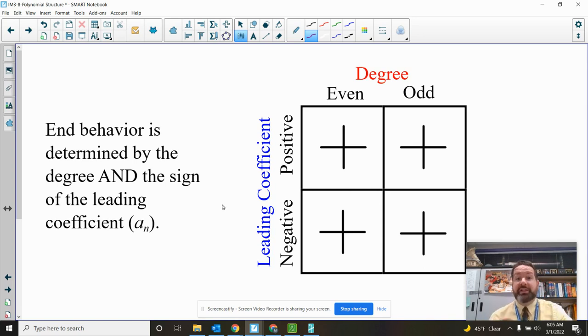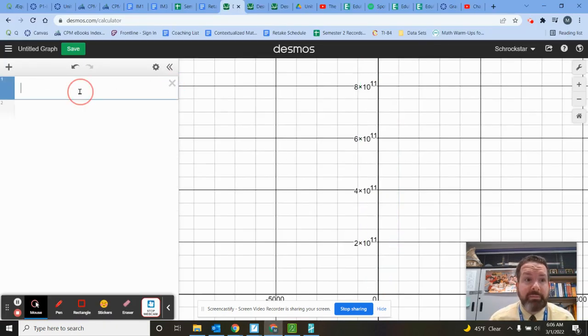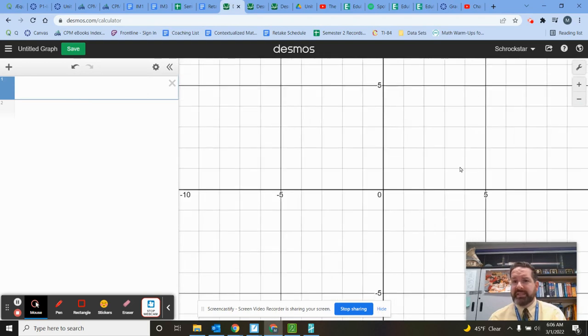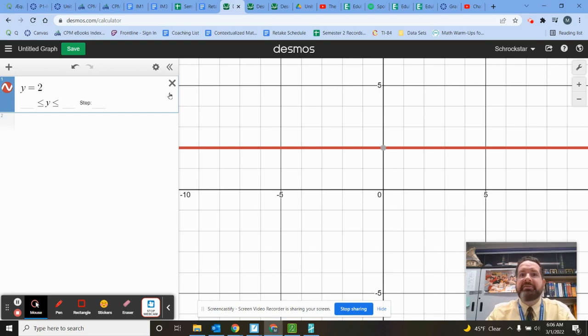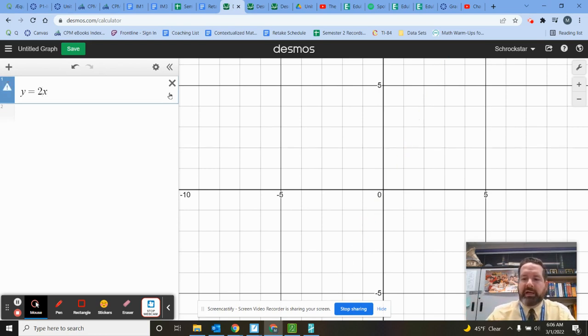And what the leading coefficient is, whether it's positive or negative. So coming back here to our Desmos, this I do want you to follow along with. So I'm going to get back to my standard zoom. And let's start off with a simple one. I'm going to pick a positive number and an even degree. So x to an even power. How about 4? There you go.